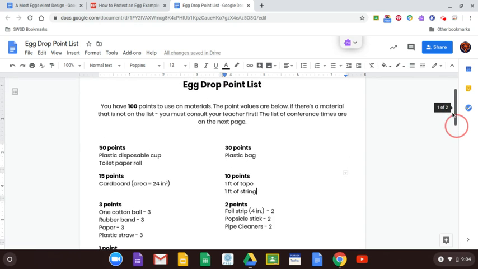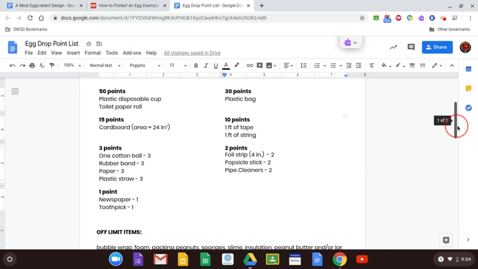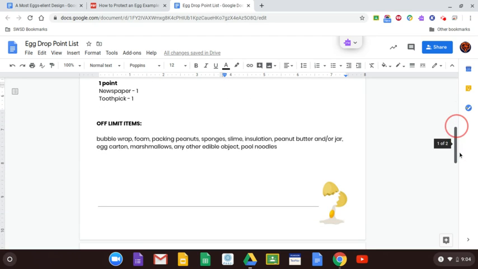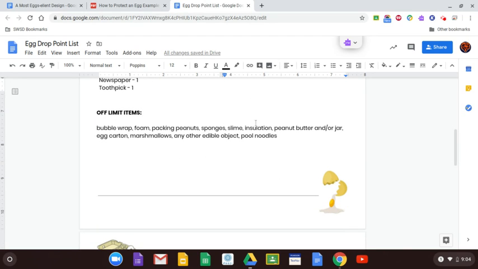So these are all of the items that I have thought of so far, and again, they could be added on more later on. These are some items that are off limits. You cannot use them, and I know some of you may be very upset with this, but that includes bubble wrap, foam, packing peanuts, sponges, slime, or goop, oobleck, whatever you want to call it, insulation, peanut butter and or its jar, egg cartons, marshmallows, any other edible object, so no food, other than the egg itself. Pool noodles, no good. Okay, so that's our preliminary off-limit items.